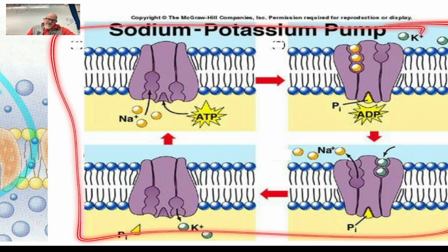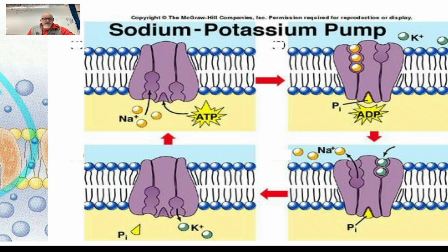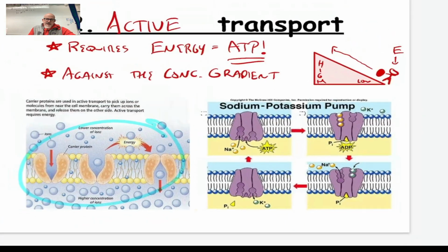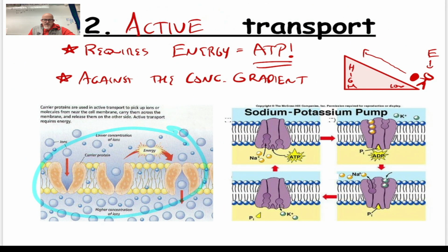This is the logistics of why you have nerve impulses. Sodium-potassium pump creates what's called an action potential in your nerves. So this action, we'll get more into it later, but as the base level, it is a type of active transport because it requires that energy.